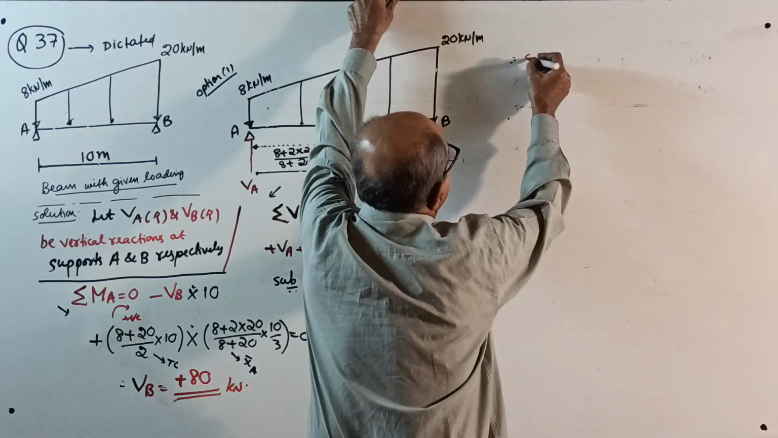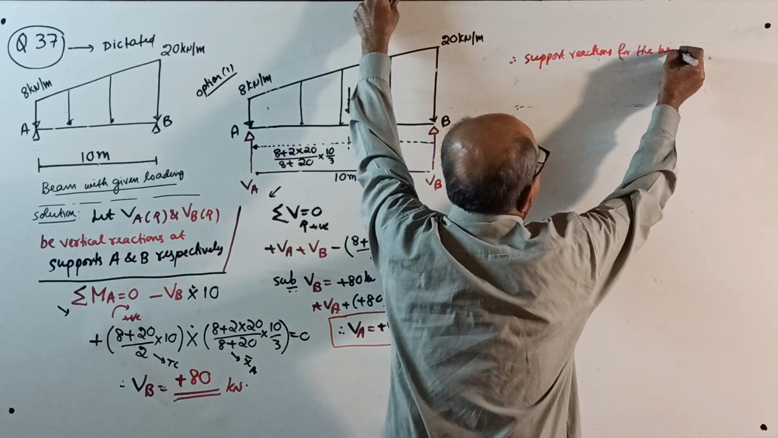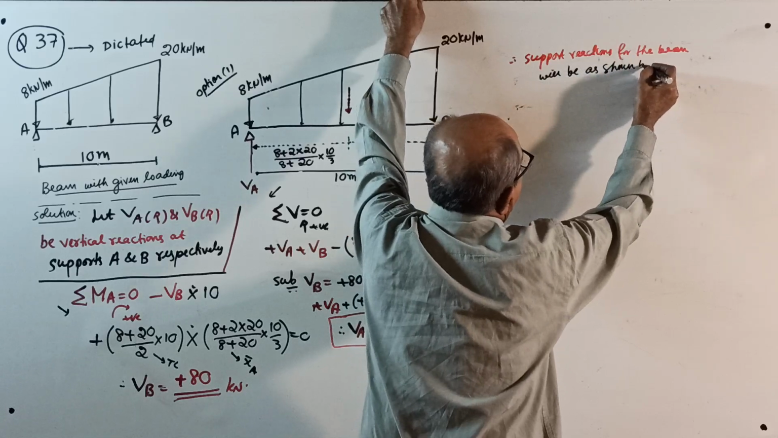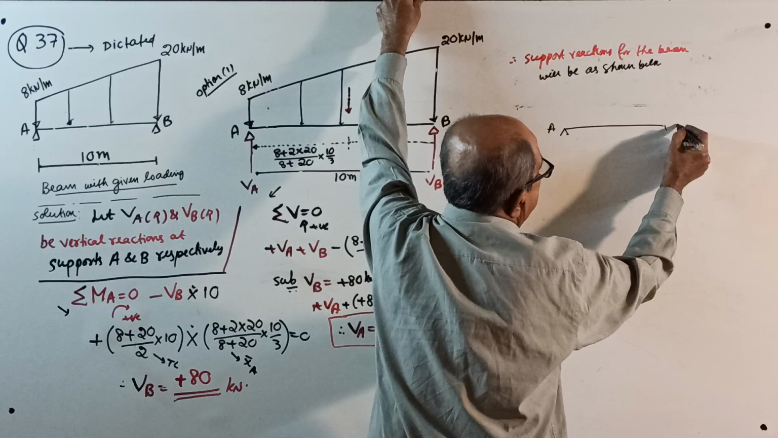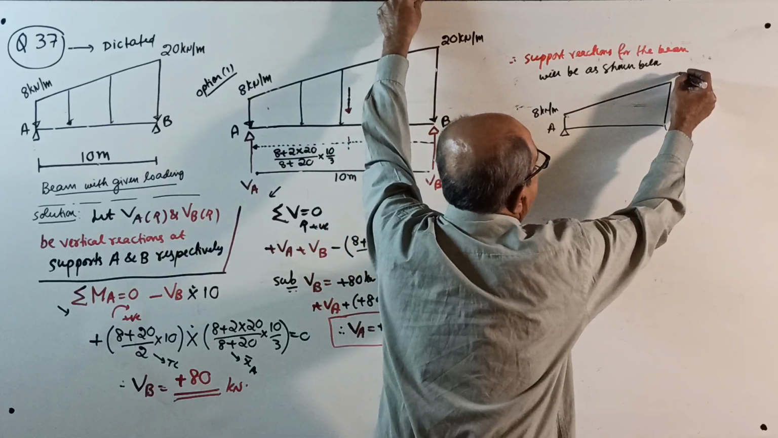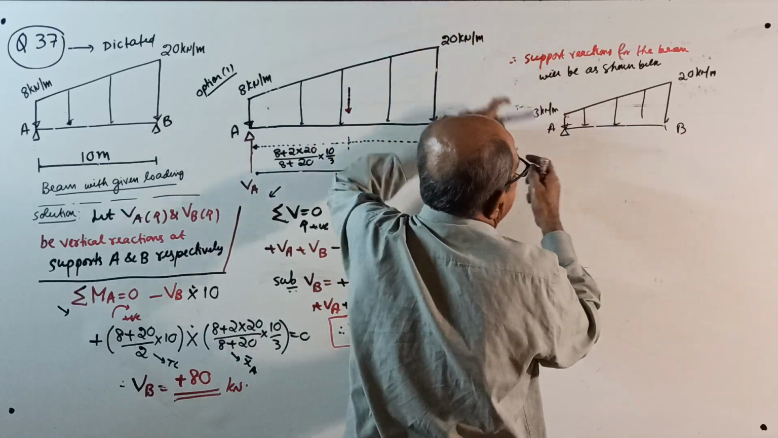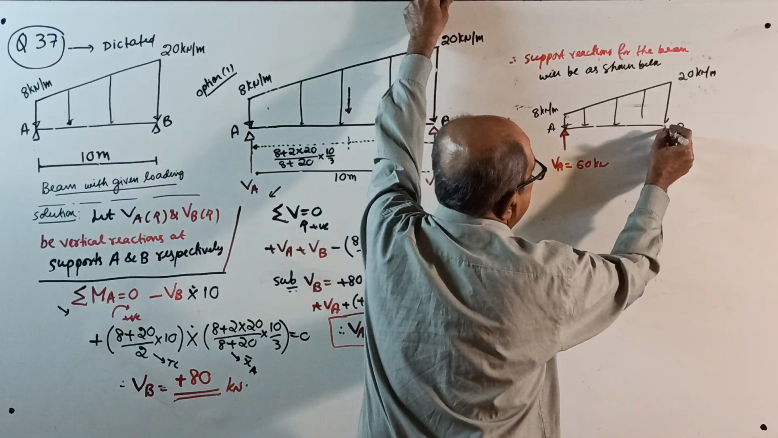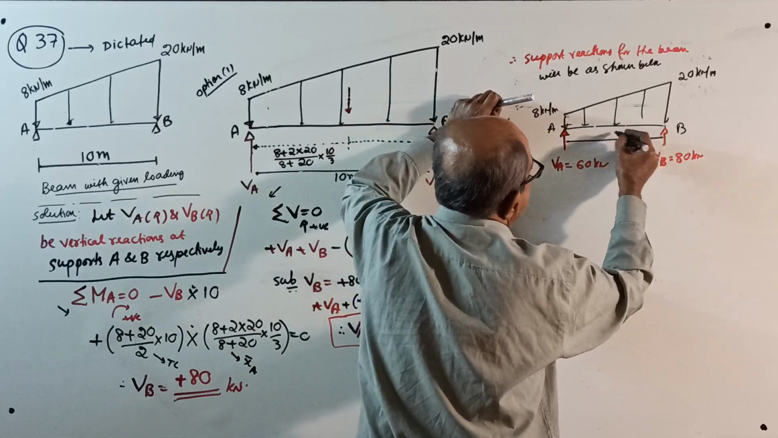Okay, therefore, as usual, support reactions for the beam will be as shown below. See, when I do the final presentation, I always put the original sketch. Dividing is not required now. See, this is A, this is B, here it is 8 kN per meter, linearly increasing to 20 kN per meter here, and this is the uniformly varying load. The final reaction VA equal to 60 kilonewton, and the final reaction VB equal to 80 kilonewton. See, a little more reaction on that side. Span is 10 meter.